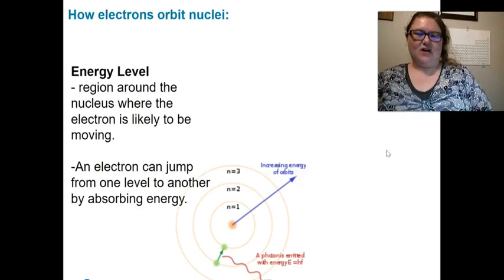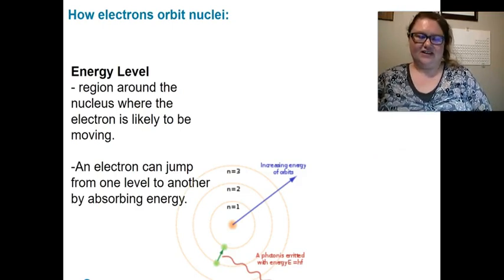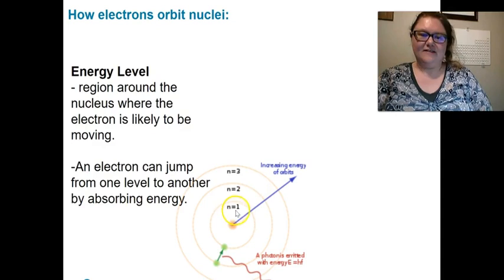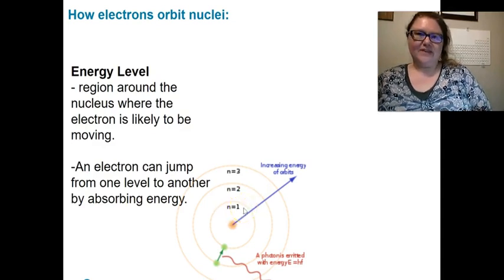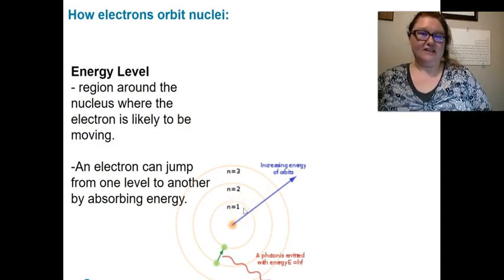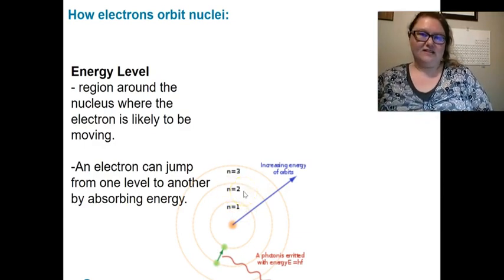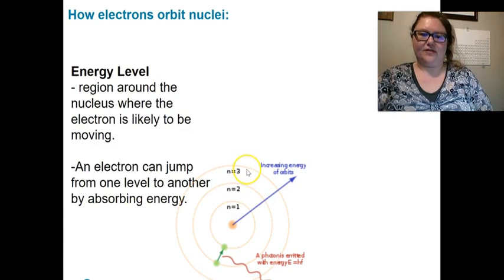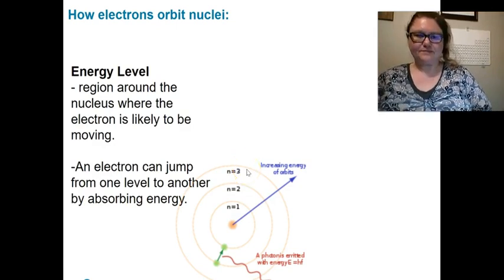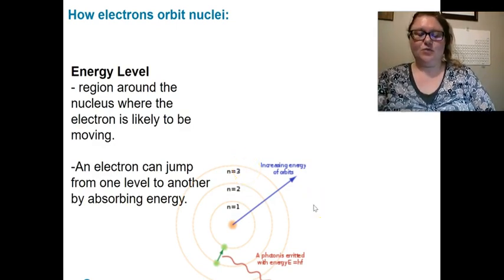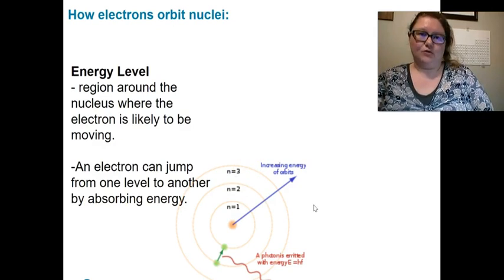Looking at Bohr's model in a slightly different picture here, we can see the energy levels. They are numbered with the letter n. The first energy level is the closest to the nucleus. The second energy level would be the next distance away, and then the third, and so on. In this picture, we can see that electrons are able to move.